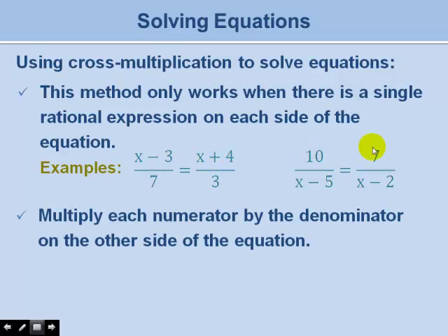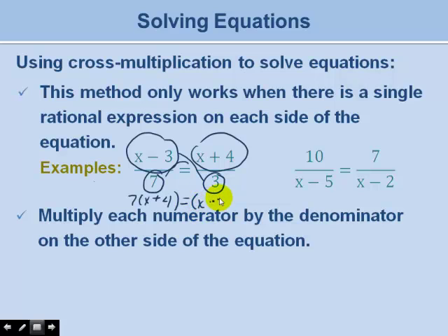And all we're going to do with this cross multiplication is multiply each numerator by the denominator on the other side of the equation. What that's going to look like, for instance here, we would multiply the 7 times the x plus 4, and here we will multiply the x minus 3 times the 3, and then we just make those two cross products equal to each other. So that's our cross multiplication.